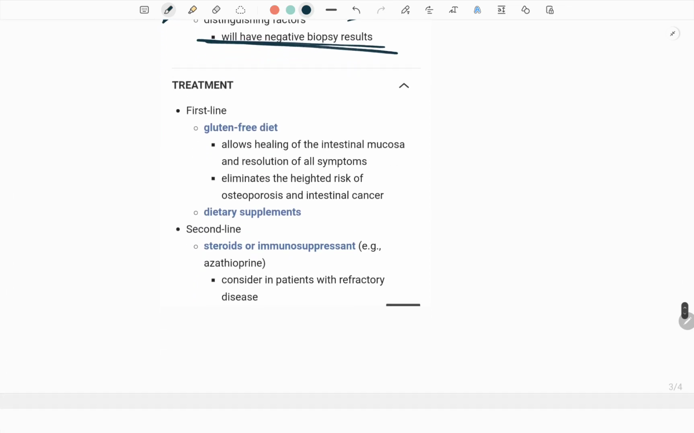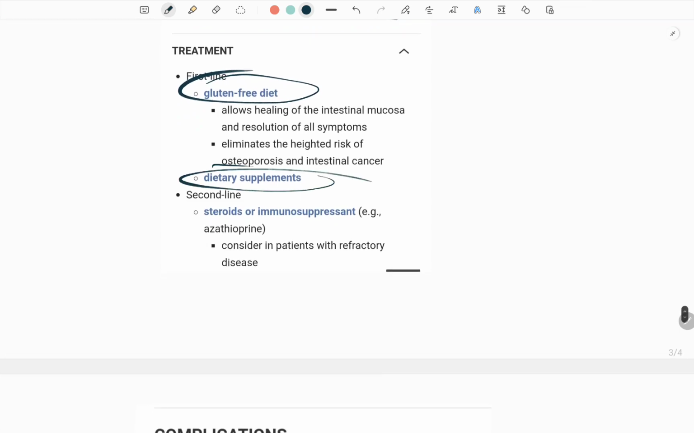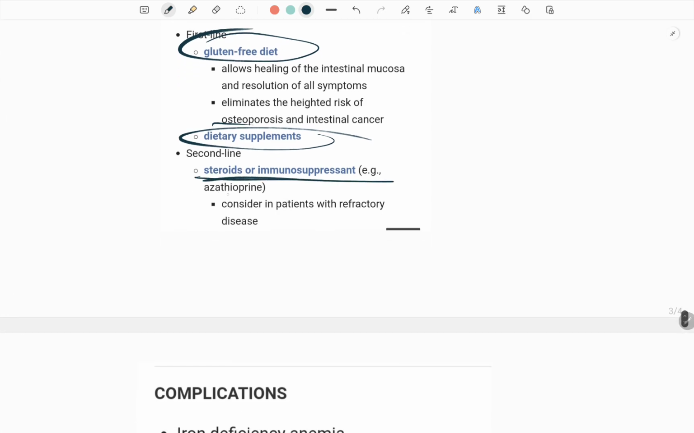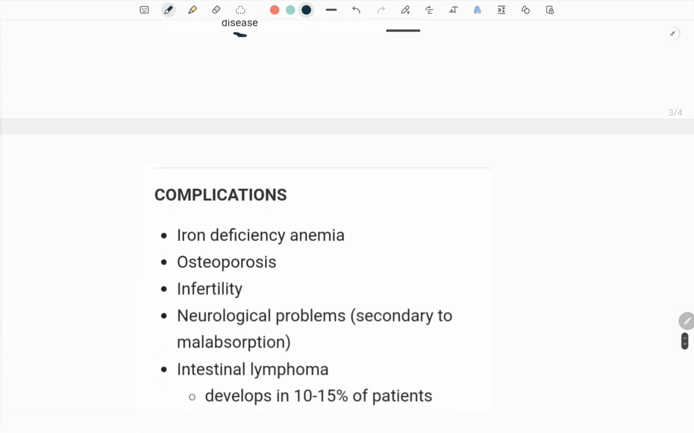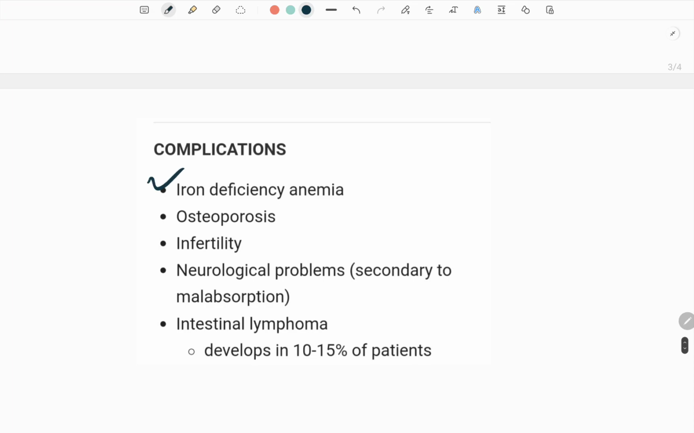If we talk about the treatment, the first line is a gluten-free diet. It allows healing of the intestinal mucosa and resolution of all symptoms, and eliminates the heightened risk of osteoporosis and intestinal cancer. Then dietary supplements are given because of the fat soluble vitamin deficiency. Second line, steroids or immunosuppressants like azathioprine are considered in patients with refractory disease. If we talk about the complications quickly: iron deficiency anemia, osteoporosis, infertility, neurological problems secondary to malabsorption because of the vitamin deficiencies, and intestinal lymphoma, which can present in 10 to 15% of patients. Thank you.